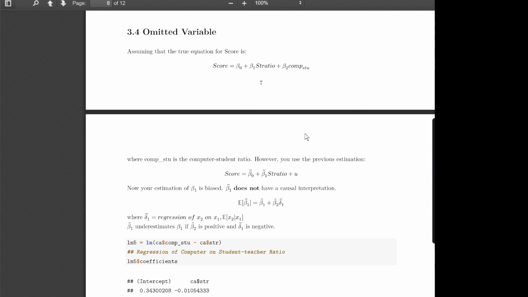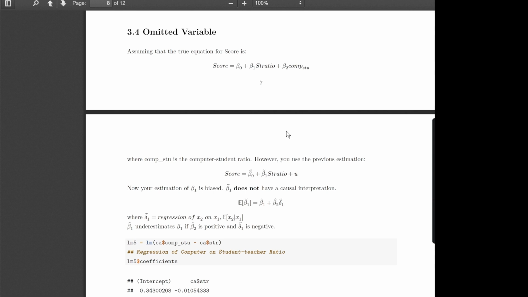Okay, so our last topic is very important: omitted variables. Assume that the true equation for score is a function of student-teacher ratio and computer-student ratio. Computer-student ratio represents how much access students can have to computers. If this is high, on average students will have more computers, so they could potentially be more productive. So you may assume that beta 2 is positive, right? If you have more computers, you should be more productive, and then you have higher test scores.